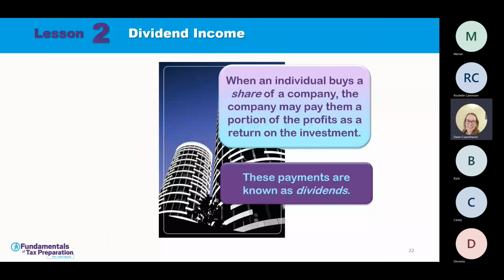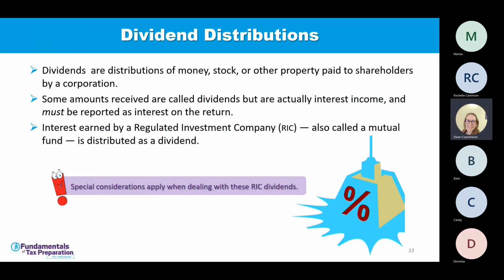Okay, so let's talk about dividend income. Dividend income is money that a company pays you if you are a shareholder. And the dividend is them sharing a portion of their profits with the owners of the company. A dividend can be money, it can be additional stock, or it can be property paid to the shareholders of a corporation.